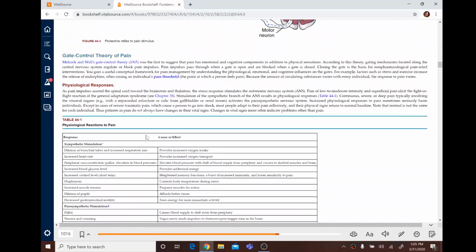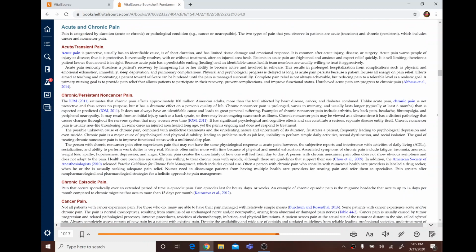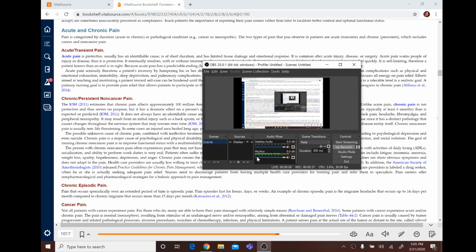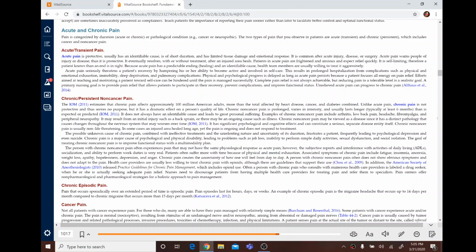So I'll just read, and if I get something important or I need to explain something, we'll get there. So, acute or chronic pain. Pain is characterized by duration: acute, chronic, or pathological condition, like cancer or neuropathic. The two types of pain that you observe in patients are acute, that's transient, and chronic, persistent, which includes cancer and non-cancer pain. Acute pain is protective, has identifiable causes, short duration, has limited tissue damage, and emotional response.